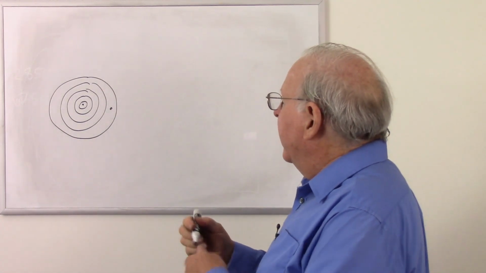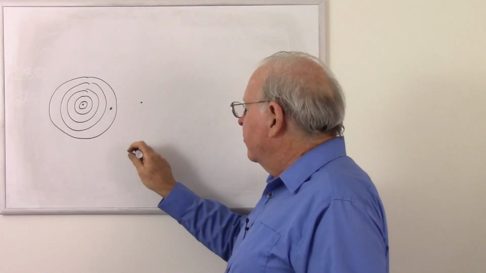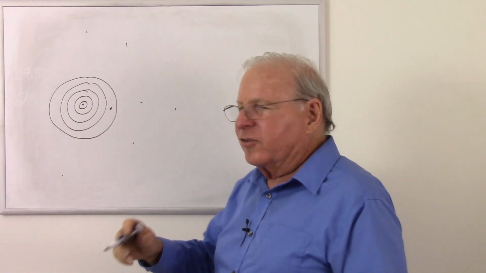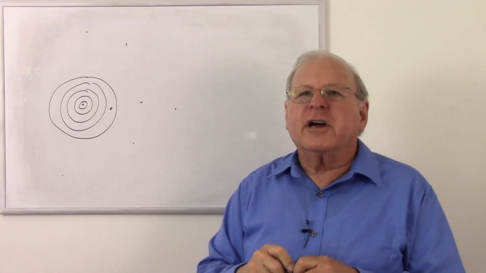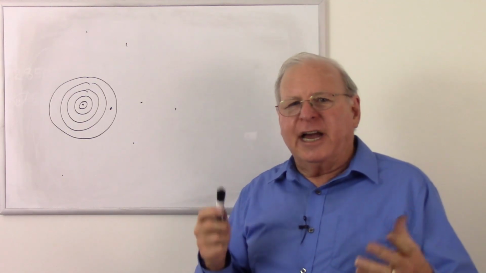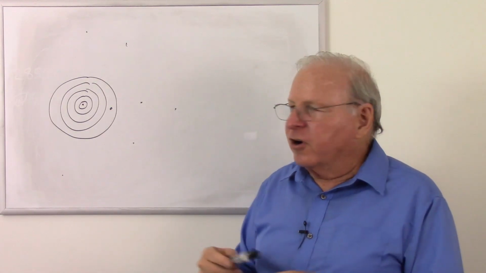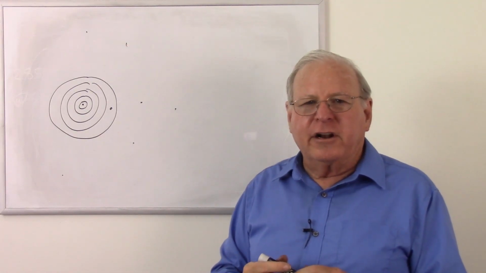So as that expands, it's going to encounter electrons here, there. There's electrons all over. And every time it encounters one of those electrons, there is a very tiny chance that it's going to interact with that electron and kick that electron into a higher energy state.